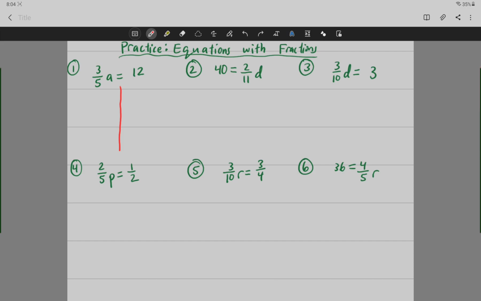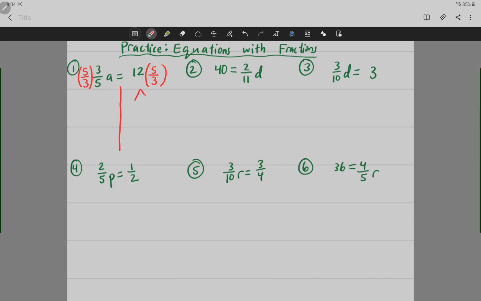So we're going to multiply to undo the division, and instead of 3/5, to get rid of our fraction, we multiply by the reciprocal. So we're going to flip it upside down. So 5/3. Now remember, to balance an equation, whatever you do on one side of the equation, you must also do the same exact thing to the other. So we also must multiply the right side by 5/3.